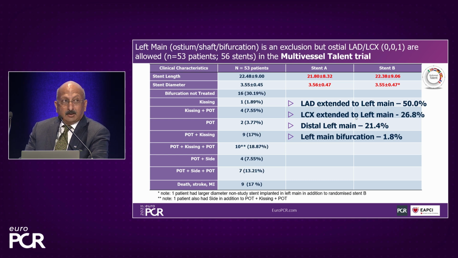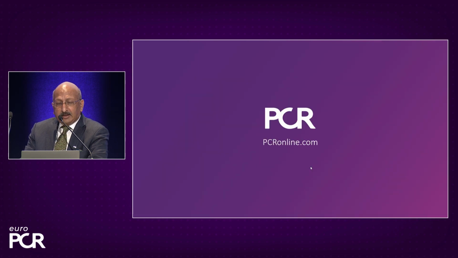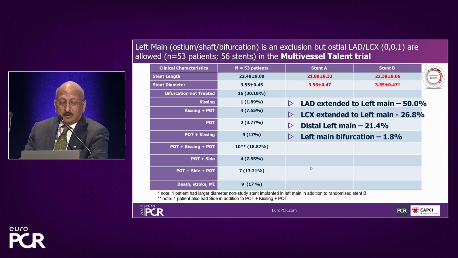And then LCX extended to left main is again a common situation which we see. Distal left main was treated in some patients, and the left main bifurcation was almost negligible in this because these patients were not in this analysis. And you can see that various combinations were done: kissing plus POT, only POT, and all those combinations. This information is quite positive at this time, and certainly we'll have much more information subsequently when the whole study data is collated. Thank you.